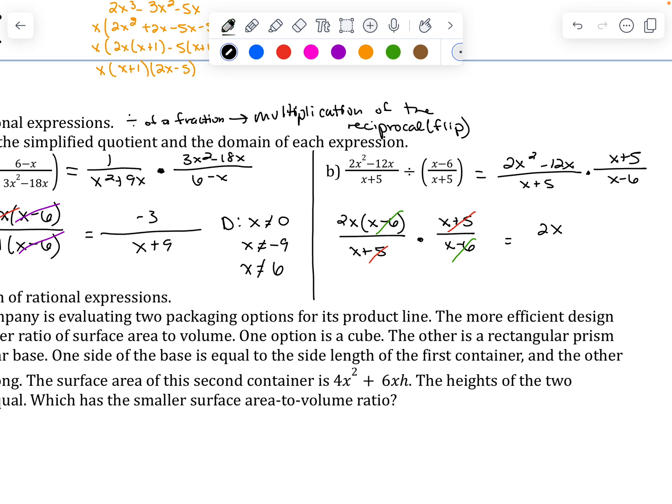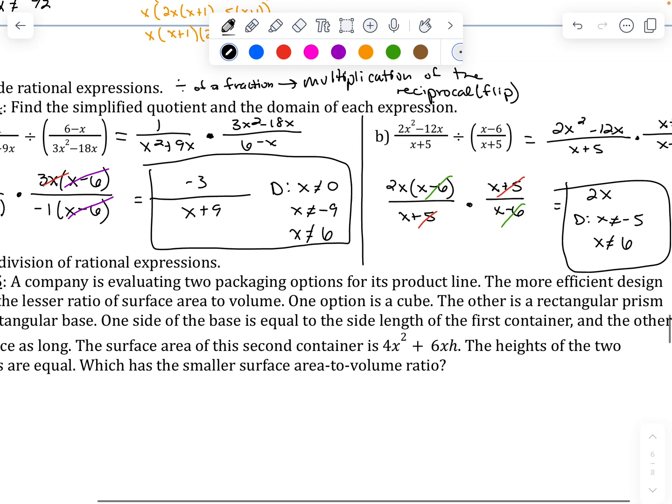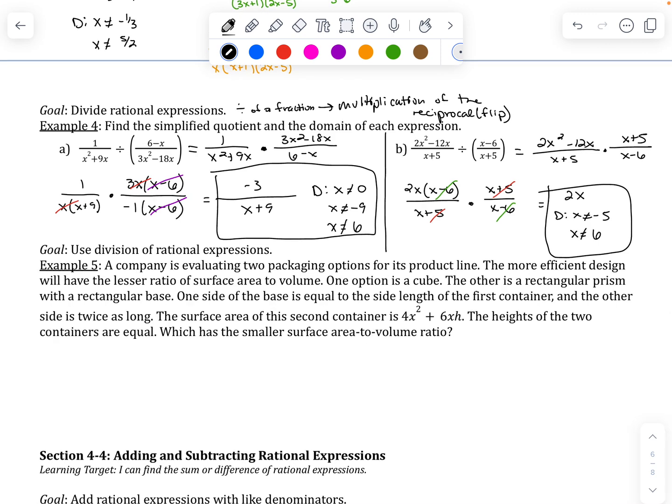So we're left with 2x, and our domain: x cannot equal negative 5, and x cannot equal positive 6. Okay, so the division is really just the same thing as multiplication. All right, and the last one here.